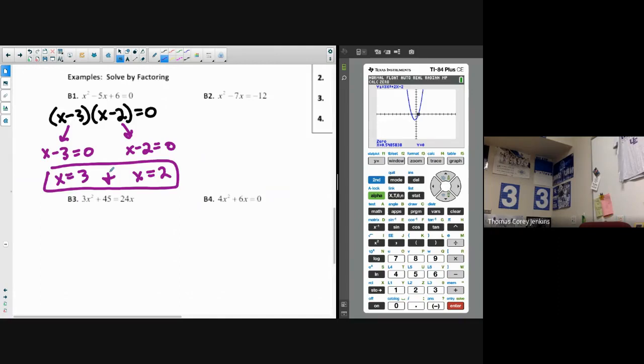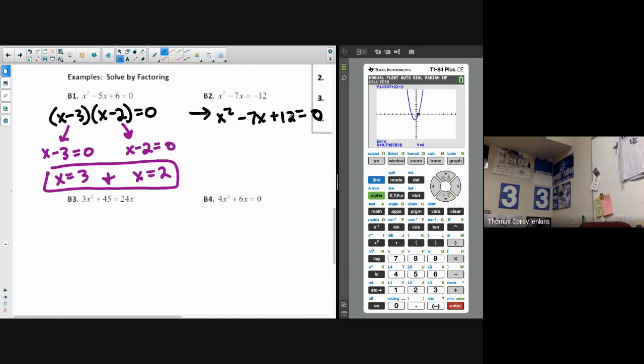Okay. Looking at B2, we have an added step. You don't want to try to obviously factor this as is. You want it in standard form, which would mean I want the C term over here with the A and the B terms. Okay, so we're going to rewrite this on B2. As is, it says x squared minus 7x equals negative 12, and we're going to rewrite it as x squared minus 7x plus 12 equals 0.